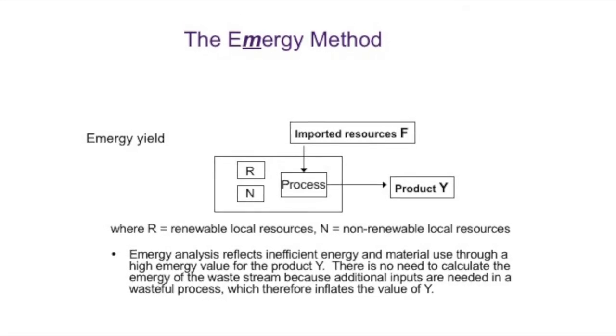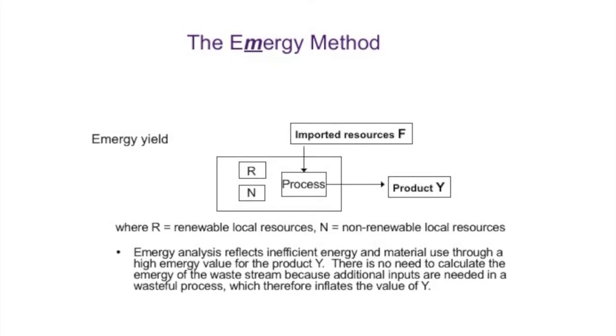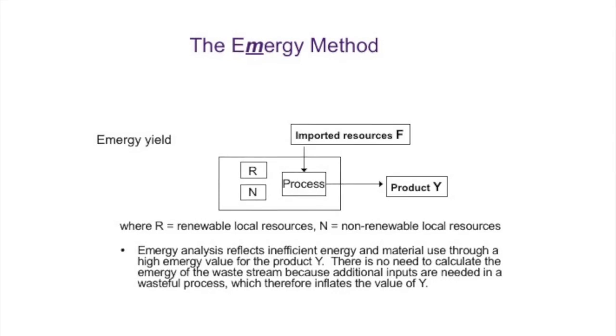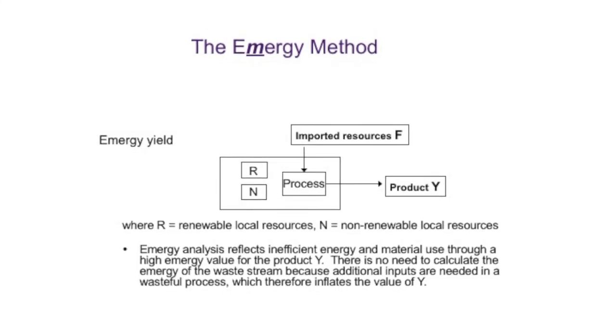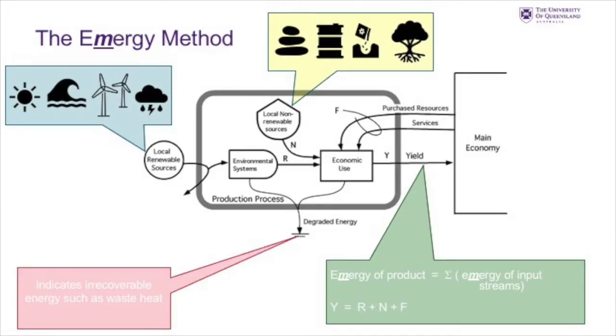Another nice thing of this method is that it reflects the inefficient energy and material use through a high energy value for the product Y. If you look at the figure, the sum of all these energies coming from imported resources, renewable resources, and non-renewable resources gives a final Y product. Y is energy of product or yield, and is the sum of these three streams.